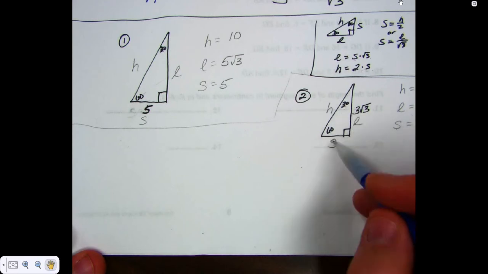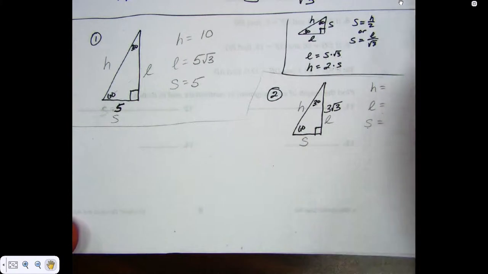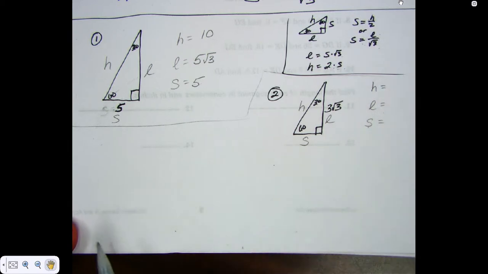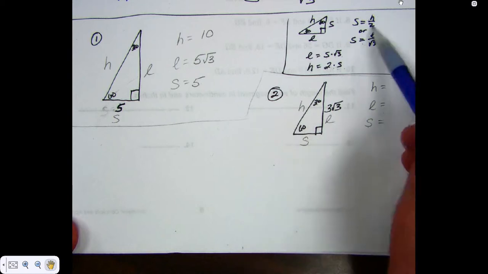Do you know what S is right now? I do not know what S is. So I have to look up here to figure out how I'm going to find S. I'm either going to say S is the hypotenuse divided by 2. Everyone see that? Or I'm going to say S is the longer leg divided by square root of 3. Which one did I have a number given to me for? The L or the H? L.